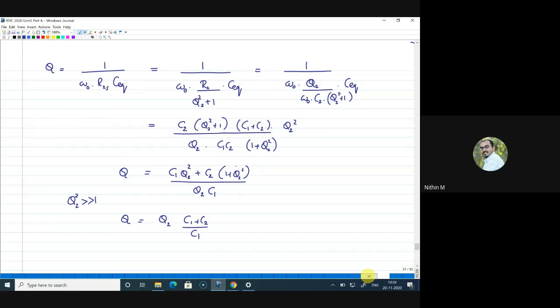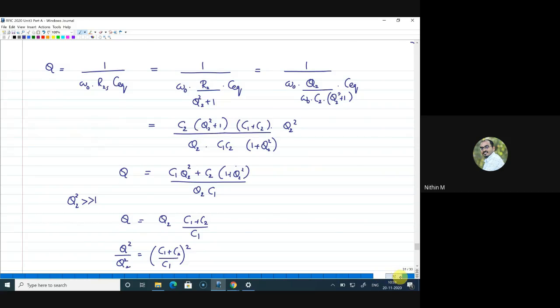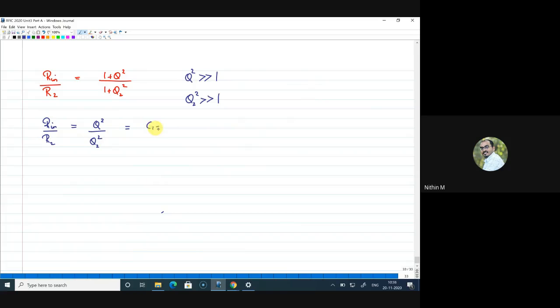I think that can be directly written in terms of the capacitor values. So what is Q square by Q2 square here? It is C1 plus C2 divided by C1, the whole square, right? So Rin by R2 is the same as 1 plus C2 by C1, the whole square, right? This is true when your Q square and Q2 square are both much larger than 1.